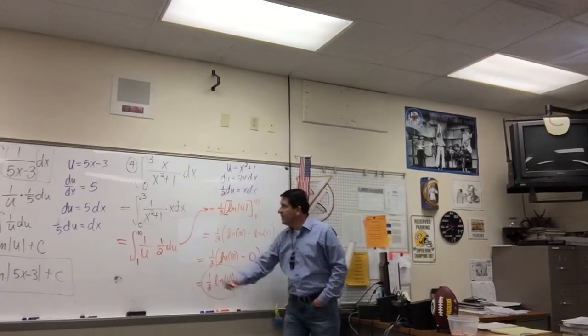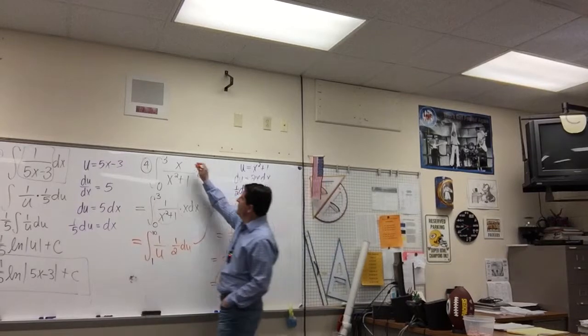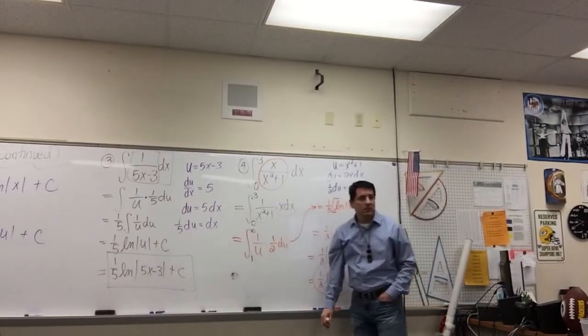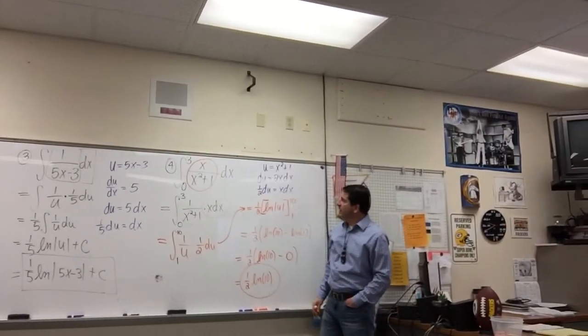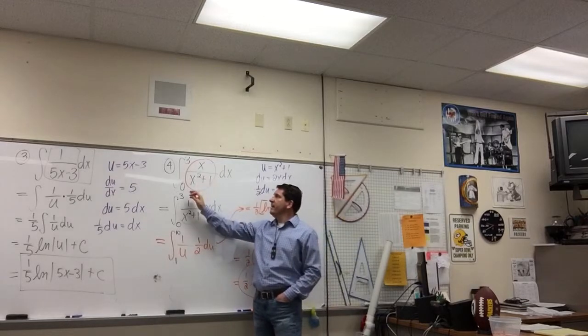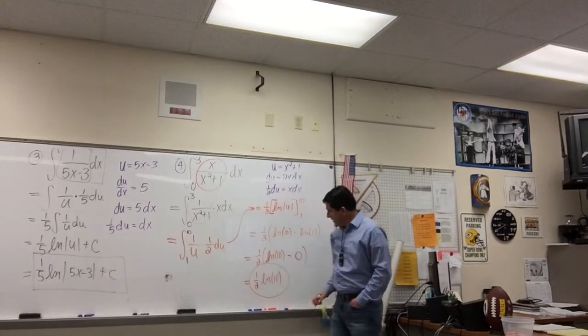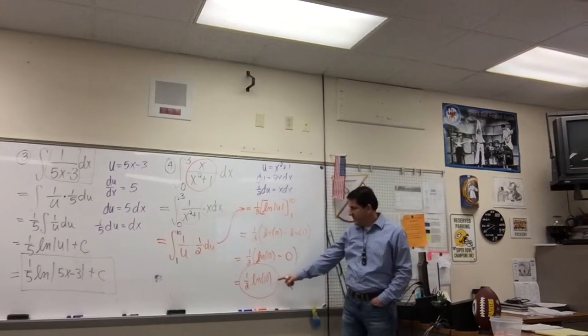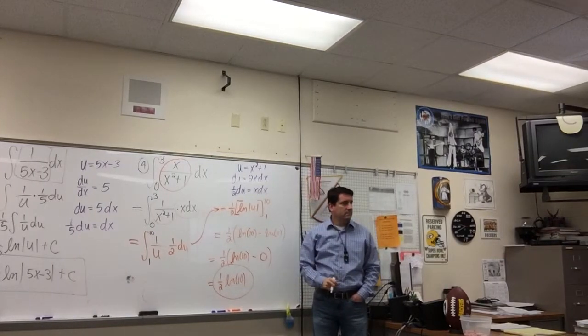So if we were to graph this function, whatever it looks like, I don't know what it looks like, and find the area bounded by that from 0 to 3, the actual answer would be 1/2 times the natural log of 10. Make sense?